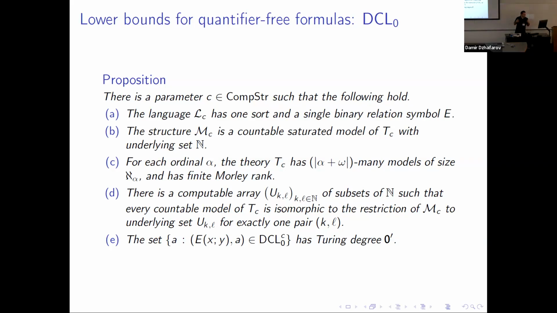And what's more is the saturated model has a computable array of subsets where basically all the models are appropriate collections of these subsets. But the set of A where there's a unique thing connected to A is Turing equivalent to zero jump. So the one-step definable closure is Turing equivalent to zero jump, even though the model itself is incredibly nice. All right. As I said, this argument is much more intricate, so I'm not going to go into details on it.